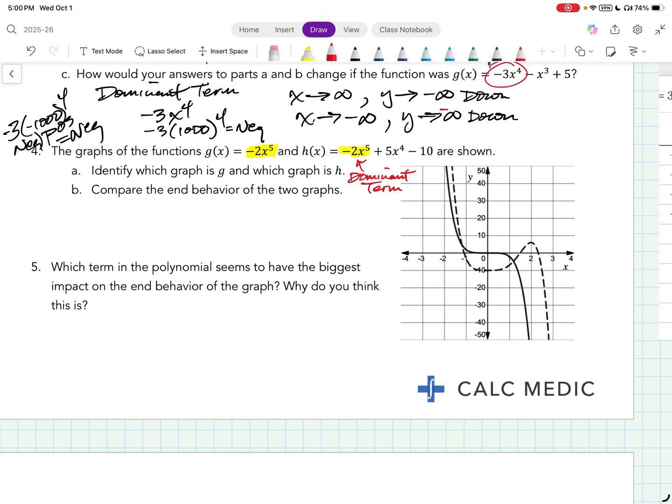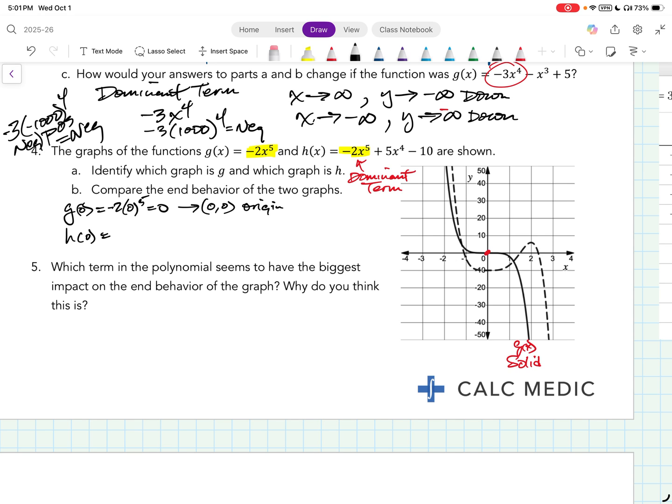Well, let's just plug in some zeros and find the y-intercept here. So I'm going to find g of 0 first. So g of 0 is equal to negative 2 times 0 to the fifth, which is 0. So this one goes through 0, 0, or the origin. Okay, so right away, the one that goes through the origin is the one that's solid. Okay, so this is your g of x, solid. If I can spell that. Okay, there we go.